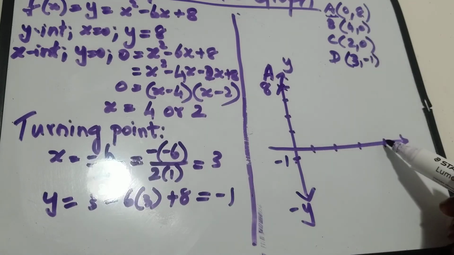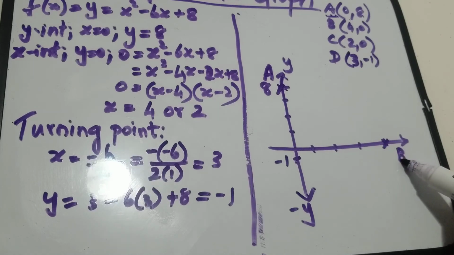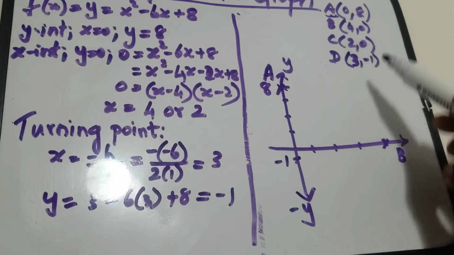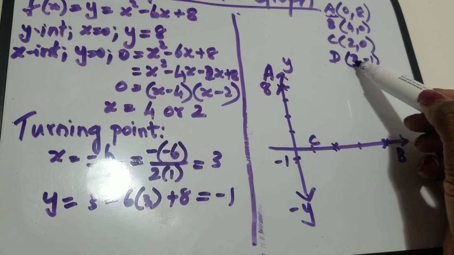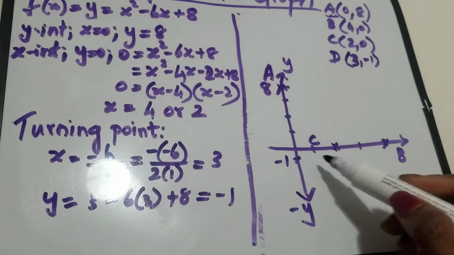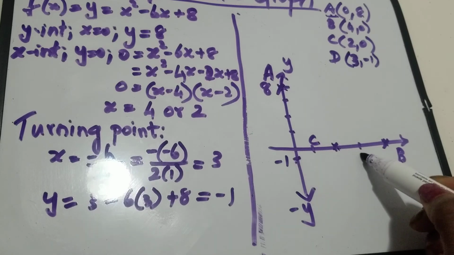Point A is 0, 8. Point B is 4, 0. Point C is 2, 0. And the turning point D is 3, negative 1.